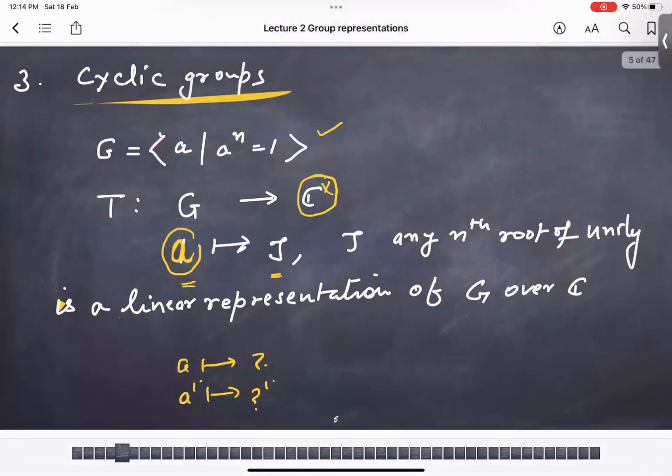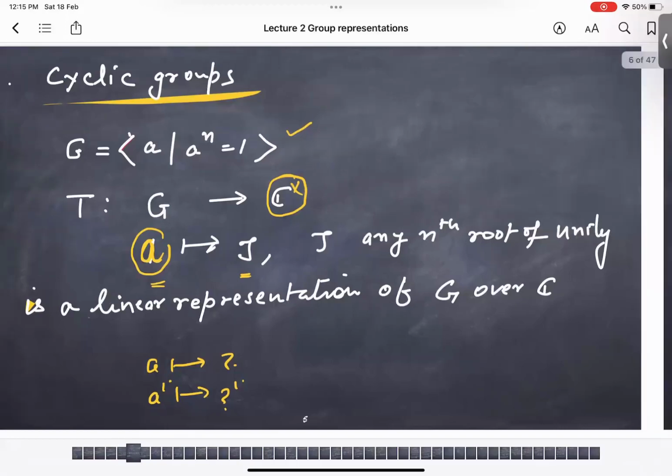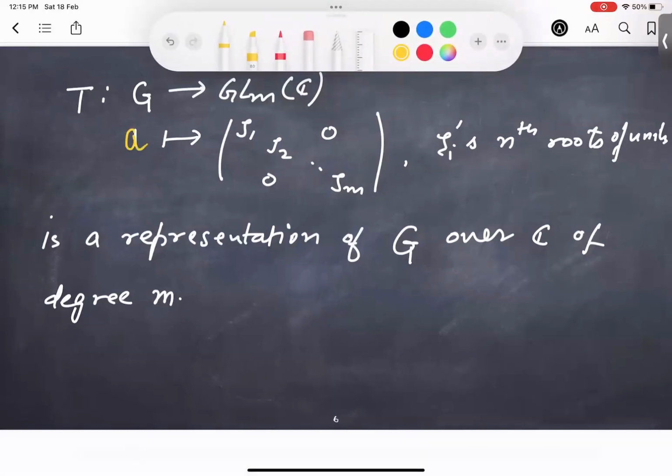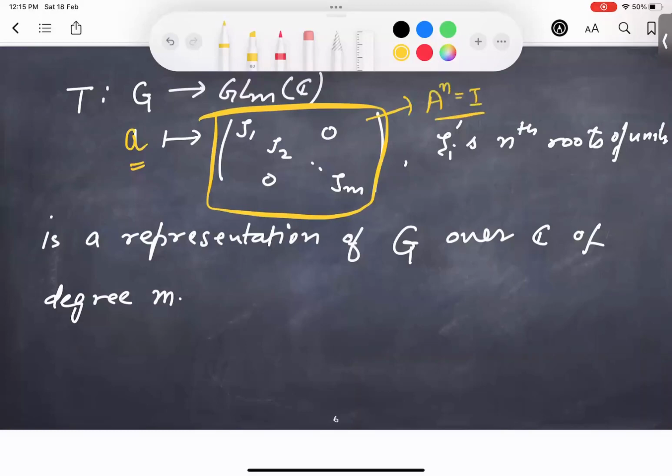So if you have a field F, then you can map A to an nth root of unity inside F, if it exists, and you will get a linear representation over F. And now you can blow up the sizes. I have put some nth roots of unity on the diagonal. Basically you can send A, the generator of the group, to any matrix whose nth power is identity. So this can be any matrix A whose nth power is identity, and then it will give me a homomorphism from G to GL_m(C) for any size m. But then I will come to reducible, irreducible, and it will come to you that this is a sum of linear representations, degree one representations.